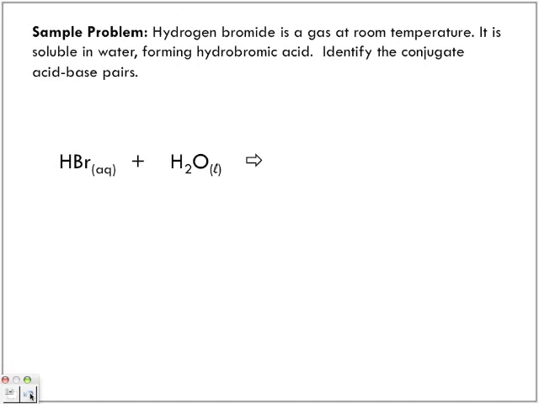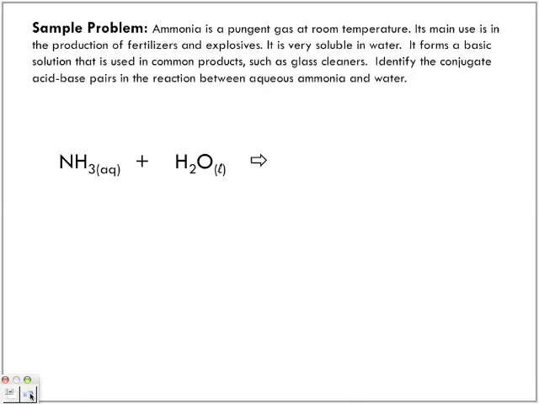HBr, right? The hydrobromic acid. The water is what's going to act as the base. So which one's going to give up the proton? The hydrobromic acid, right? It's going to give up the H to the water to form the hydronium ion. So this is what ensues in the end.